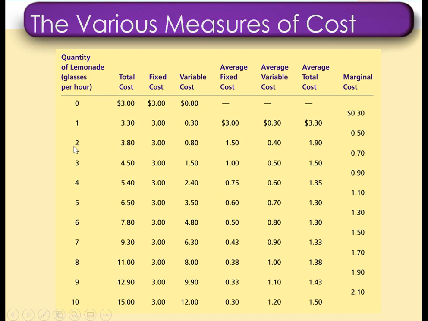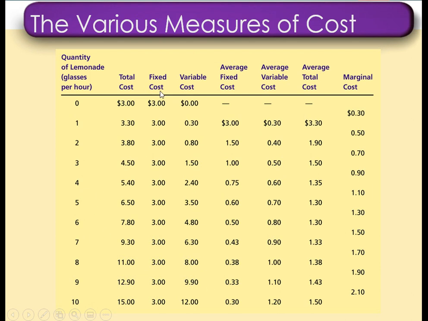And when you are producing 2 goods, you need more labor, you are consuming more electricity, you need more raw material, so your cost increases from 0.3 to 0.80. Similarly, when you are producing 3 units, you need more labor, more electricity, more raw material, which ultimately increases your variable cost from 0.8 to 1.50, and so on.